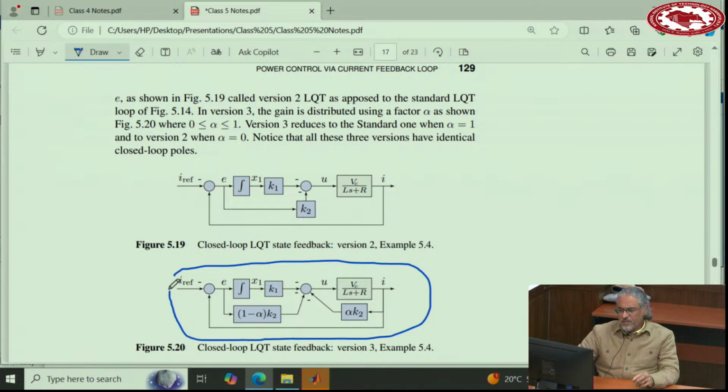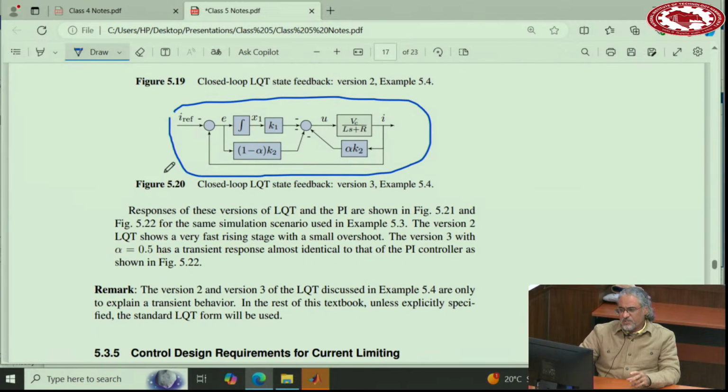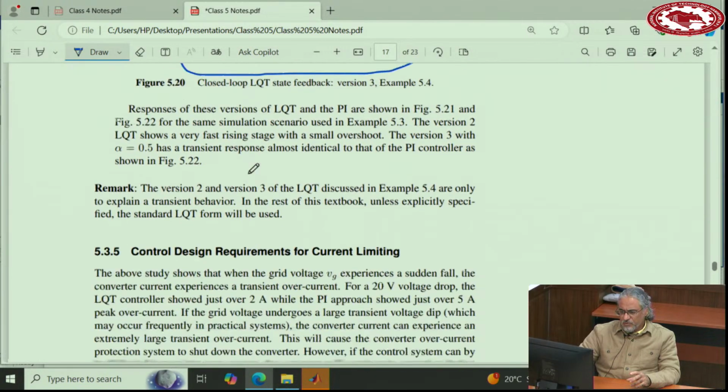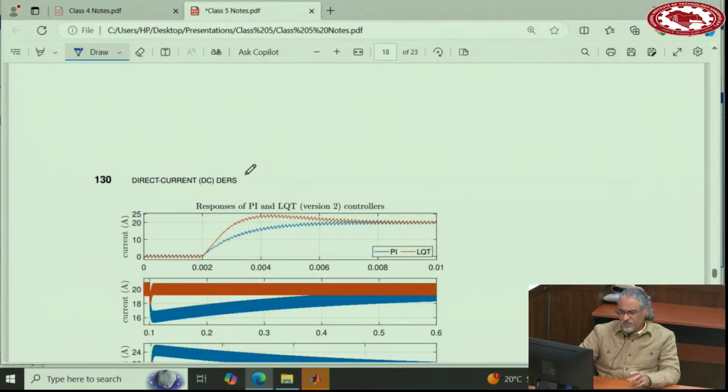So if you have K2, you can keep some of it here and push some part of it here. So let's say keep 50% here, push 50% here. Now, in terms of feedback loop properties and the poles and eigenvalues, nothing will change. But transient response will change because this system will generate a zero. So for that reason, I'm going to show you the responses.